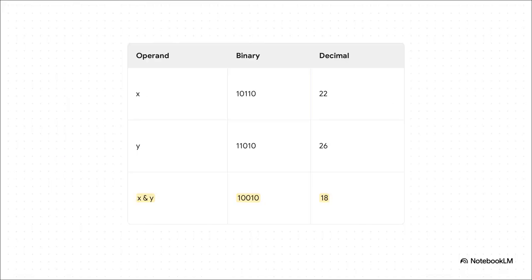Let's kick things off with the AND operator, which is just a single ampersand. What it does is it compares two numbers bit by bit, one column at a time. And the rule is simple. A bit in the result is a 1 only if the bits in that exact same position in both of the numbers above it are 1. So if you look at 22 and 26 here, you can see that only the first and fourth columns from the left have a 1 in both rows. And that's why our result, 18, only has 1s in those two spots.